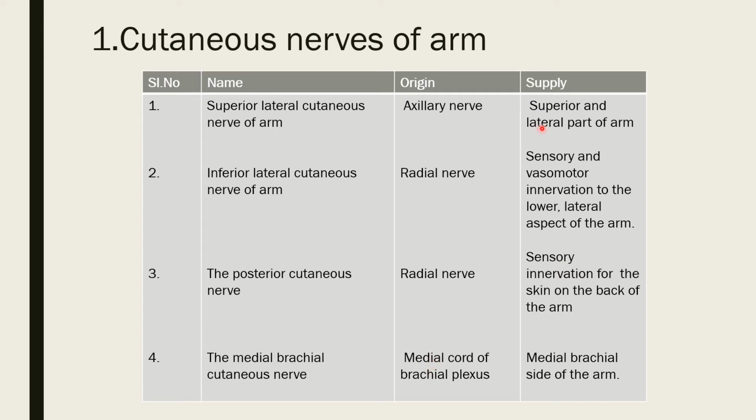From the name itself, we can identify which part of the skin it supplies. The superior lateral cutaneous supplies the superior and lateral aspect of the arm. Inferior lateral cutaneous supplies the lower and lateral aspect of the arm. The posterior part supplies the posterior part of the arm, or the skin on the back of the arm. Remember, all cutaneous nerves supply the skin on the concerned area. The medial brachial supplies the medial side of the arm, the skin on the medial aspect of the arm.